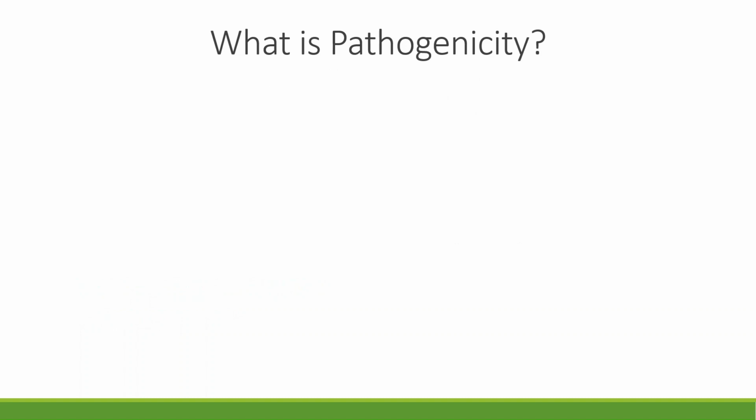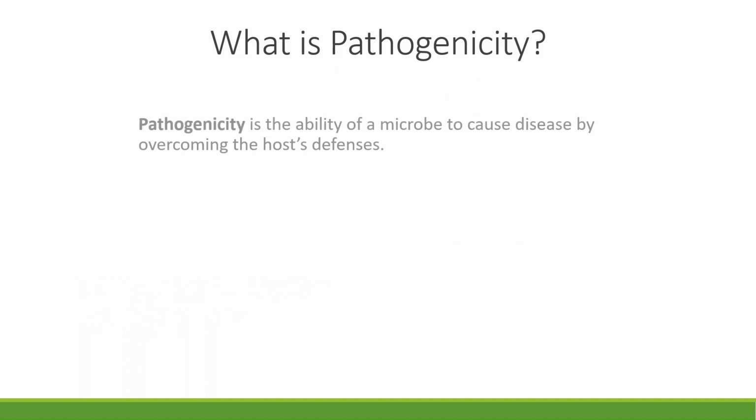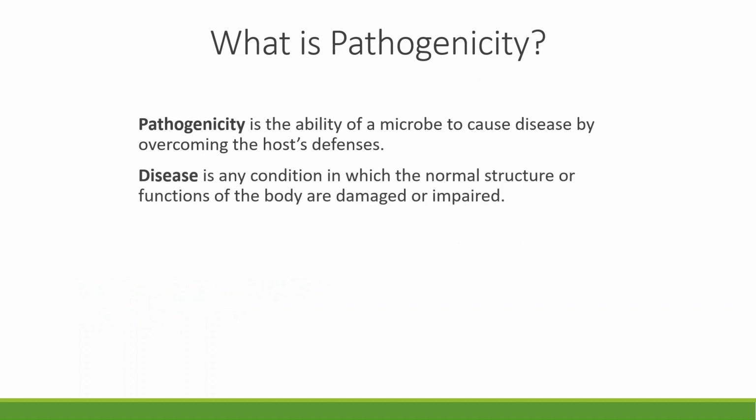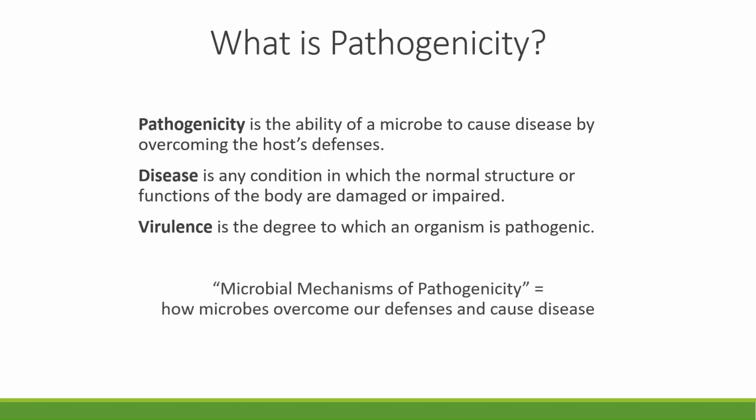The first is, what is pathogenicity? Pathogenicity refers to the ability of a microbe to cause disease by overcoming the host's defenses. And disease is any condition in which the normal structure or function of the body is impaired. Virulence, on the other hand, is the degree to which an organism is pathogenic. So, in this chapter, we will analyze the mechanisms that microbes use to establish infection and cause harm.